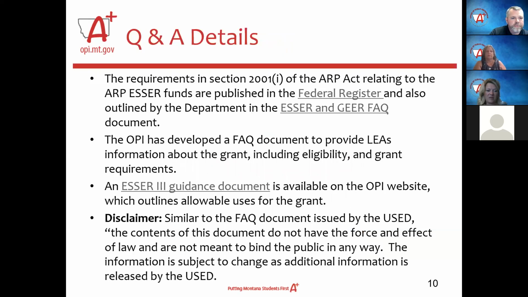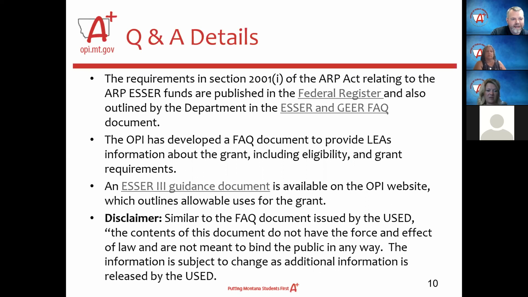Okay, I just want to hit a couple of high-level things before we get into the Q&A details. The requirements for the ESSER 3 funds are published in the Federal Register and also outlined by the department in the ESSER and GEER FAQ document. Both of those are available on the OPI website. OPI has developed an FAQ document to provide LEAs information about the grant, including eligibility and grant requirements. That's also on our website. And an SR3 guidance document is on our website. So a few good places to get more in-depth information.